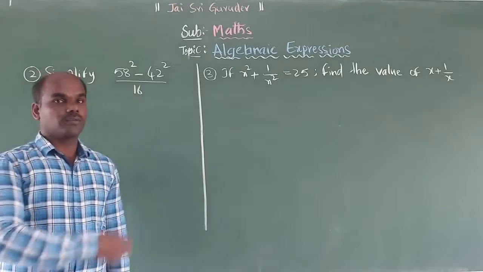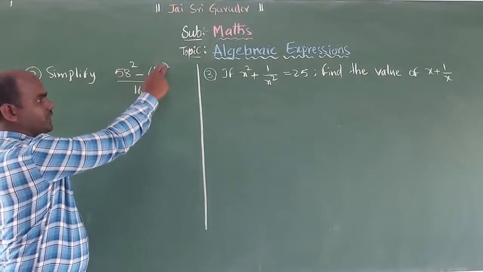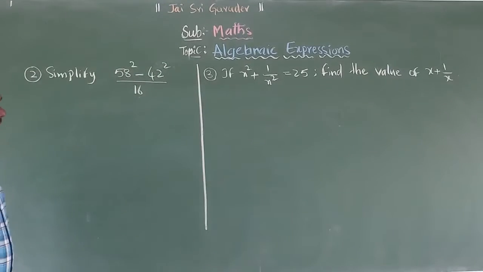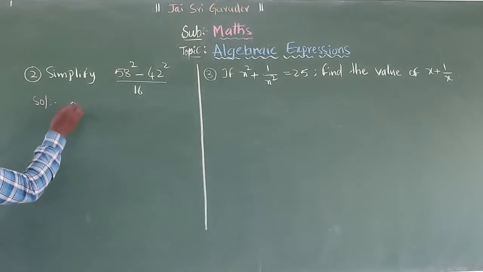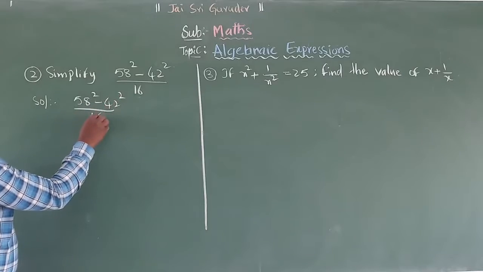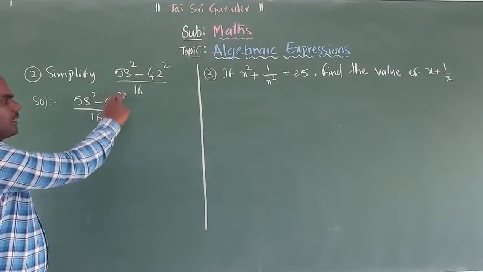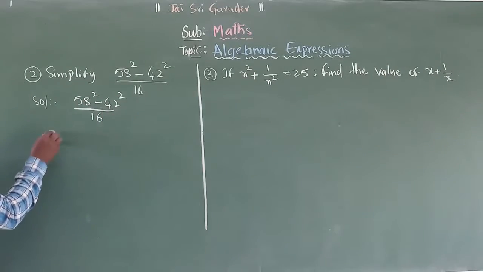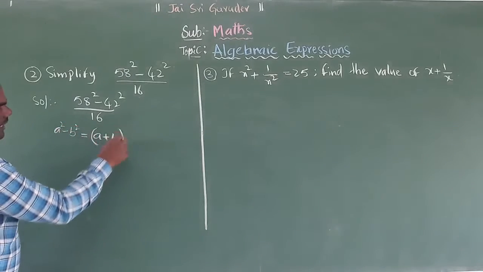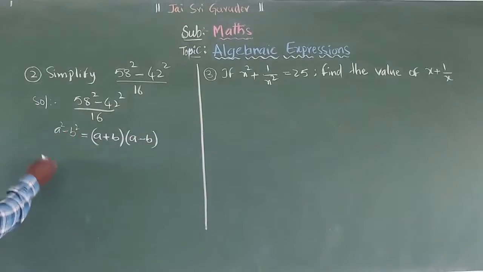Going to the second problem: simplify 58 square minus 42 square by 16. While simplifying, observe that the numerator is in the form of a square minus b square. According to our third identity, a square minus b square equals a plus b into a minus b.